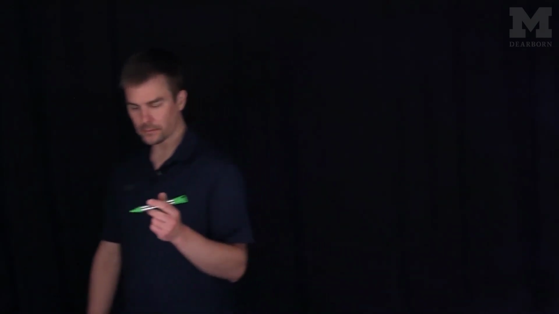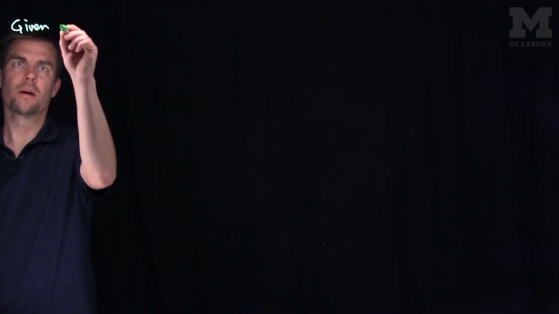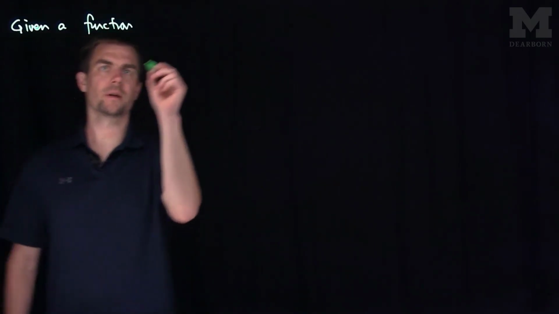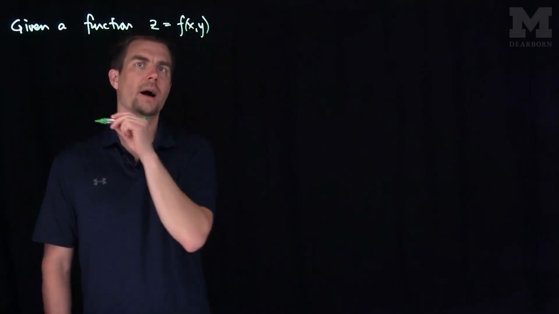Hello students, in this video we'll discuss how you find critical values of functions of several variables and see an example. Given a function, we'll focus on two variables for the time being. z is equal to f of x, y.